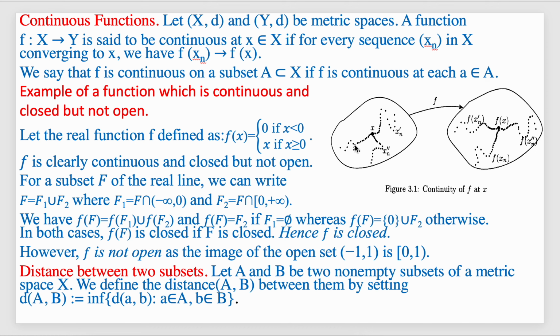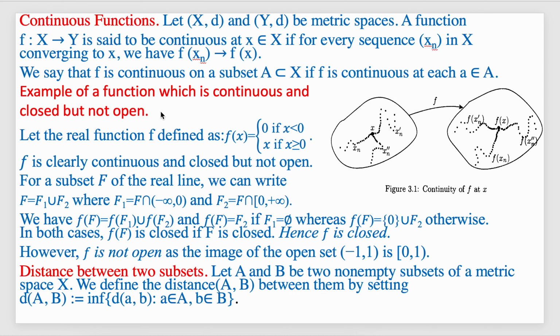From the diagram we see that in set X we have a sequence xn converging to x, and in set Y we have a sequence f(xn) converging to f(x). f(xn) is the image of xn under f, and f(x) is the image of x under f. We say that f is continuous on a subset A of X if f is continuous at each a belonging to A. Means the function is said to be continuous on the subset A if it is continuous at each point of this subset A.